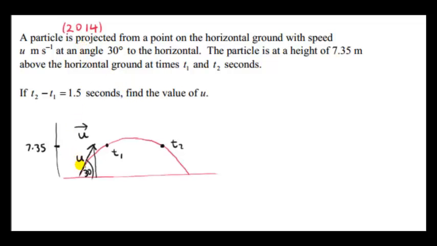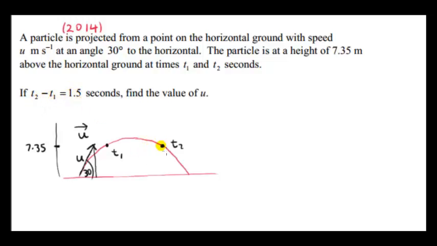A particle is projected from a point on the horizontal ground with speed u meters per second at an angle 30 degrees to the horizontal. The particle is at a height of 7.35 meters above the ground at times t1 and t2 seconds. So we are given that the difference in those times is 1.5.